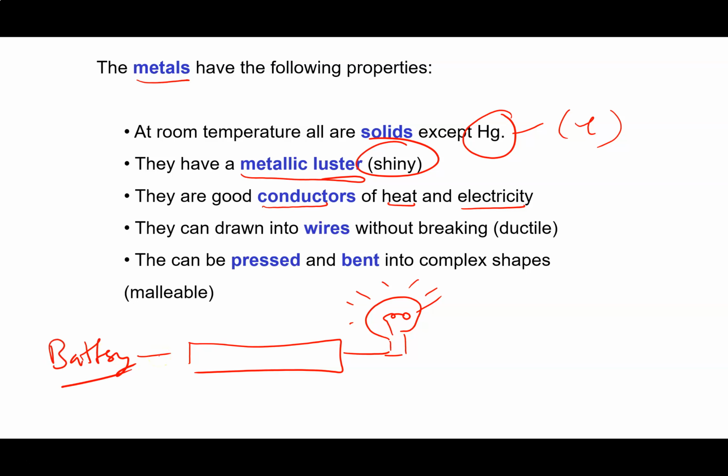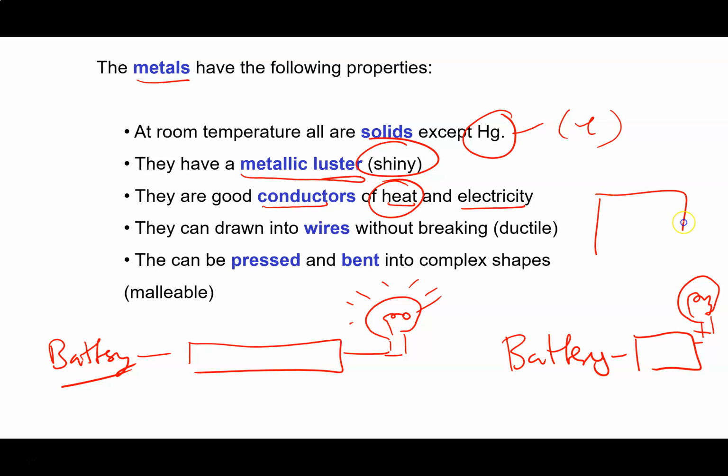Now, if something is not a good conductor of electricity or heat, we describe it as being an insulator. If you take an insulator and hook it to a battery, it won't conduct electricity. It'll just tend to get hot, and it might even melt. It just doesn't work as a wire. So keep that in mind, because you will be asked to classify elements as being metals or not being metals later on. The other thing is that metals are good conductors of heat.